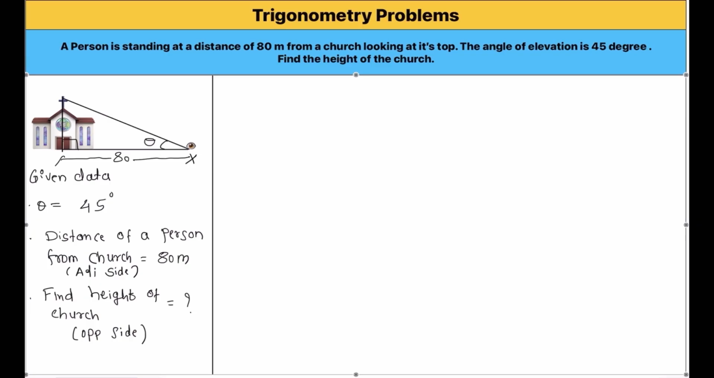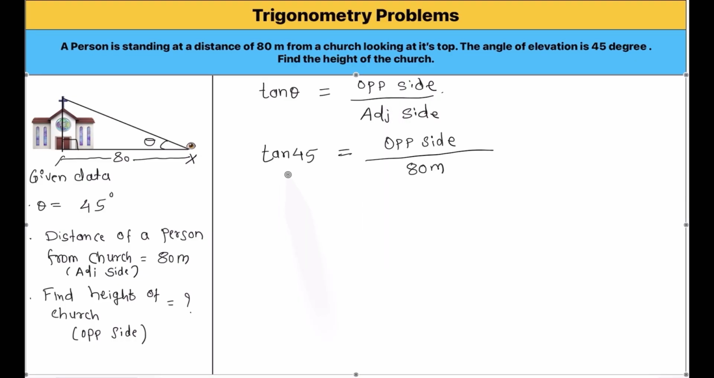If we look at this properly, what is the distance of the person from the church? It is the adjacent side to angle theta. And the height of the church is the opposite side of angle theta. So give it a thought, which is the trigonometric ratio which deals with the opposite side and adjacent side? Yes, tan theta is equal to opposite side upon adjacent side. In this, we have the value of theta, we have the value of the adjacent side. So we can find out the value of the opposite side.